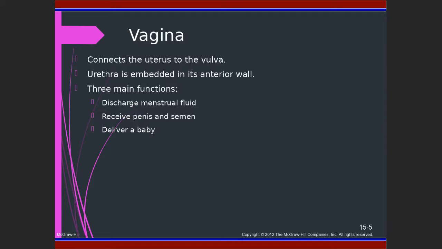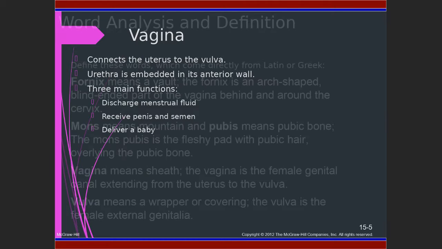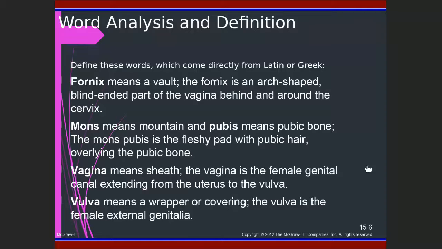The vagina connects the uterus to the vulva. The uterus is where the baby grows. The urethra is embedded in its anterior wall, and the urethra carries urine, okay? And the functions of the vagina, we already discussed them, okay?